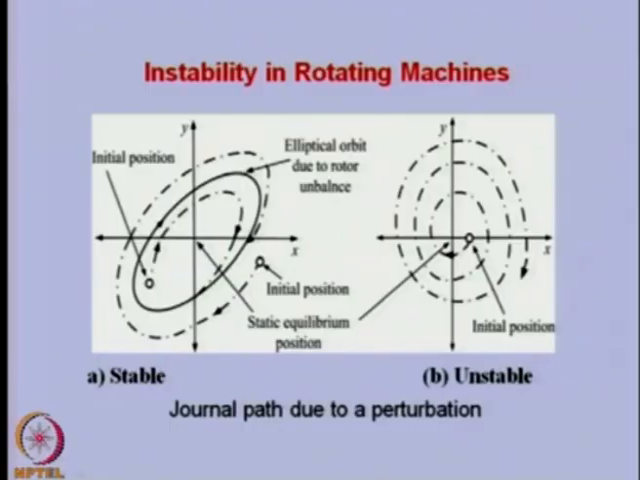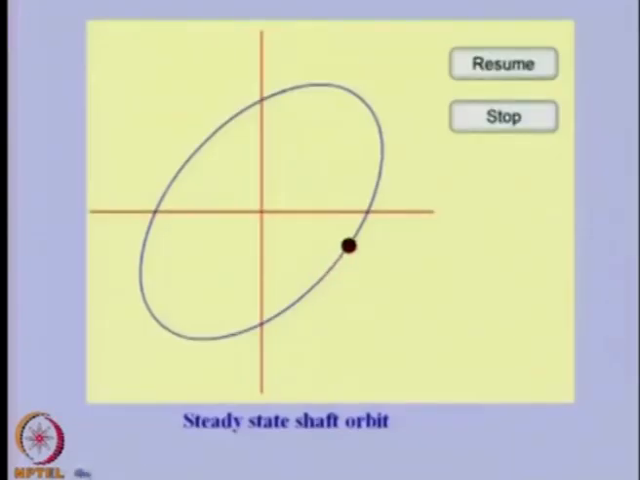If the rotor is stable and you give some disturbance, let us say we disturb the rotor here, after some time it will stabilize, again having the same orbit. Even if you take the rotor position somewhere outside, it will stabilize like this. But in an unstable case, once you disturb it, the amplitude will grow gradually, and then failure will take place. So, this is an unstable region. Let us see some animations.